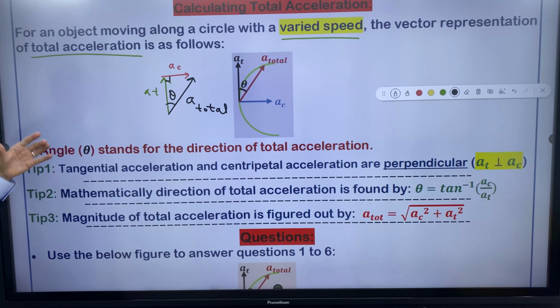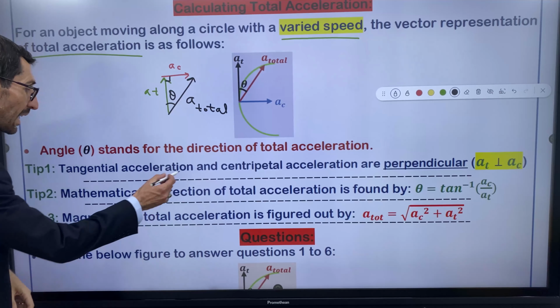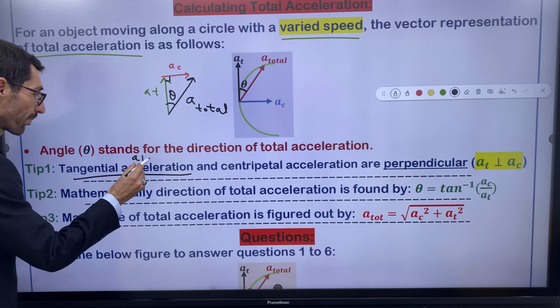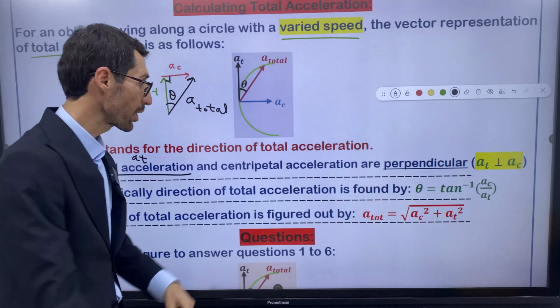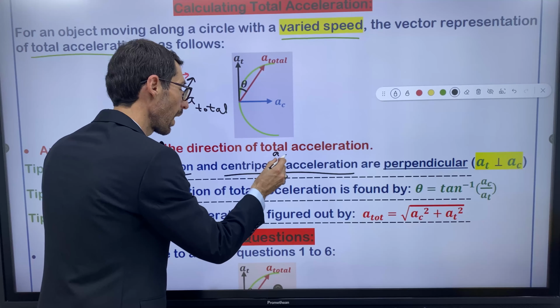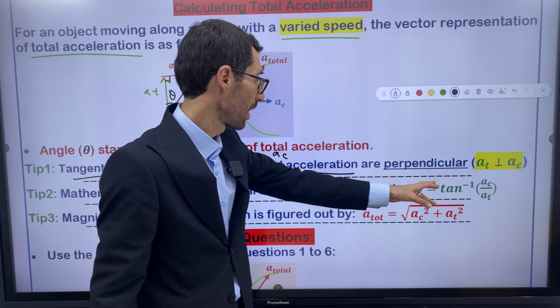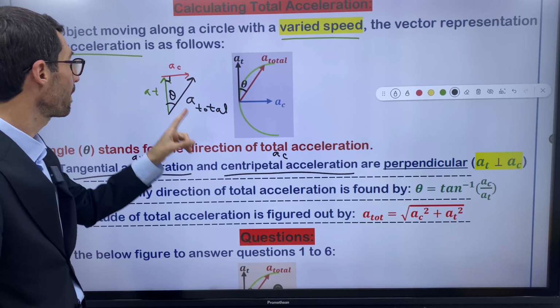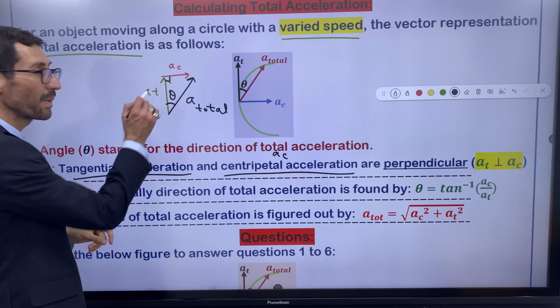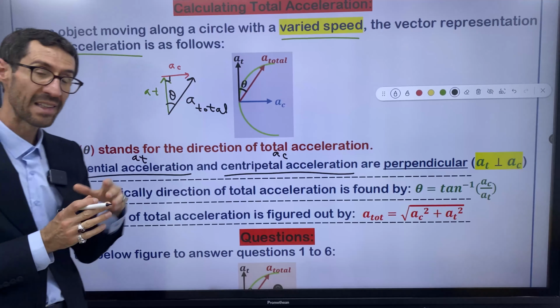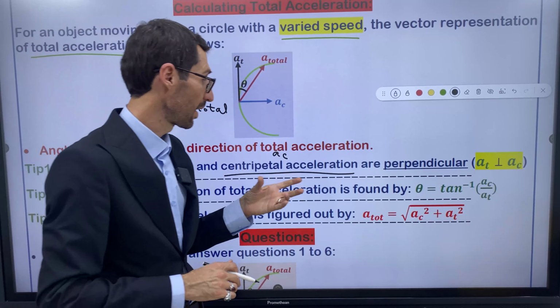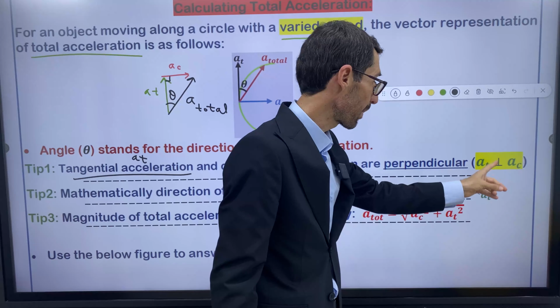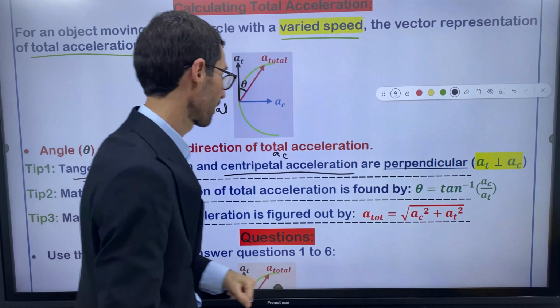I wrote three tips for it. Let me read the first tip. Tip number one: tangential acceleration, AT, and centripetal acceleration, AC, are perpendicular. AC and AT are perpendicular based on this figure. They cut one another and make a right angle. That's why AT is mathematically perpendicular to AC.